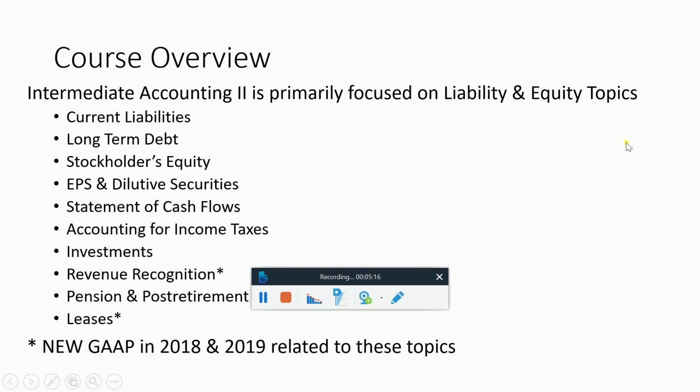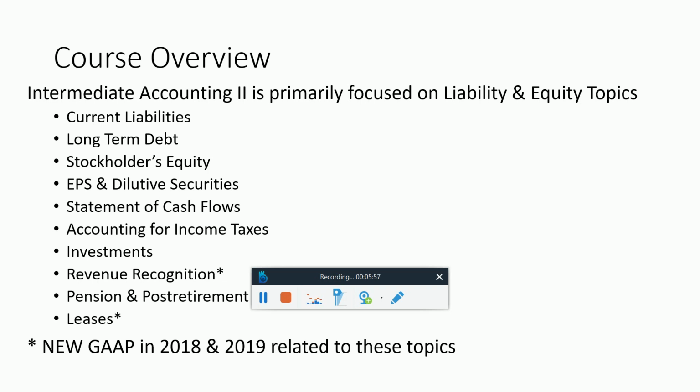So next I want to go over just a little bit of a course overview and tell you a little bit about what this course is going to cover. Most of you probably very recently would have taken Intermediate Accounting 1. That's also a course that I teach. That class really focused primarily on the foundation and the fundamentals of financial accounting, and then a lot of asset topics. So you went over cash and inventory and accounts receivable and plant, property, and equipment and intangible assets. So that was kind of the top half of the balance sheet. And this course is really focusing on liability and equity topics.